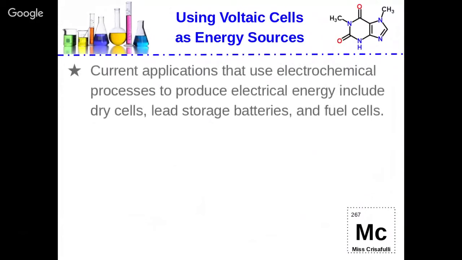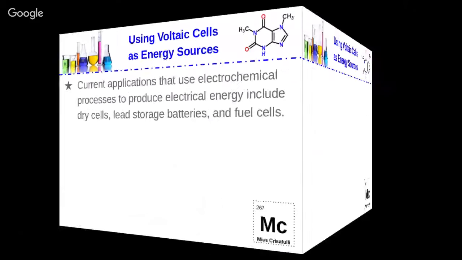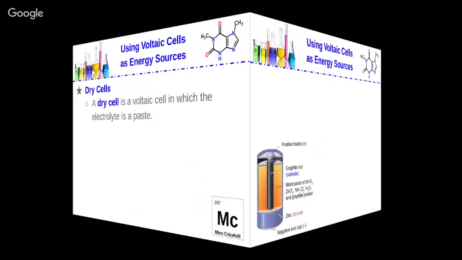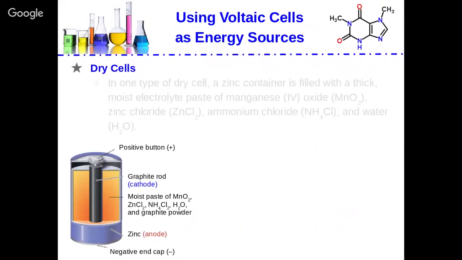So current applications that use electrochemical processes to produce electrochemical energy include dry cells, lead storage batteries, and fuel cells. Let's talk about dry cells. A dry cell is a voltaic cell in which the electrolyte is a paste or a solid. So here's an example on the bottom left.